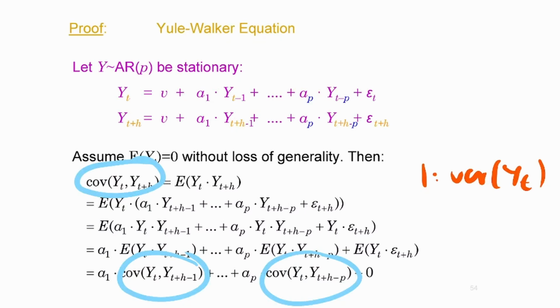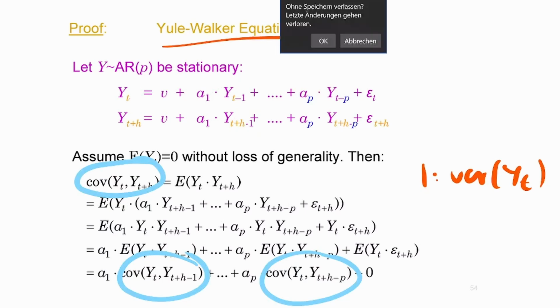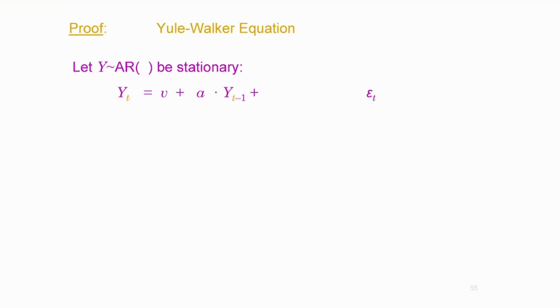So if you multiply the standard deviation at time point t and the standard deviation at time point t plus h, because these are going to be identical expressions, you're going to get the variance back. So if you divide the autocovariance by the variance, you're going to get the autocorrelation. Therefore, the Yule-Walker equation regarding the autocorrelation would follow, and that's basically the proof. So that's relatively easy to do.